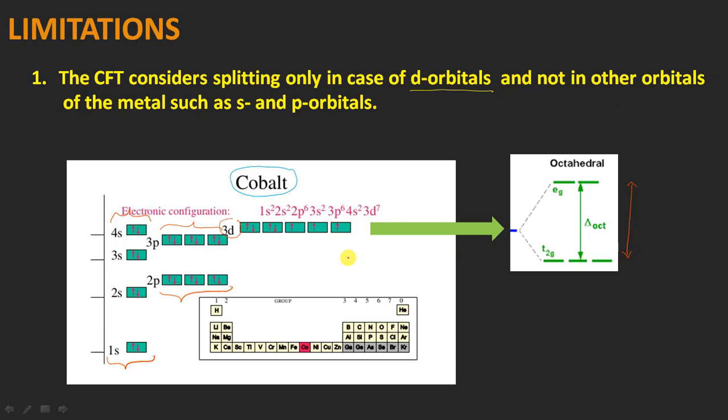So why is it only considering the splitting in case of these d orbitals only and not in case of these p orbitals or the s orbitals? So crystal field theory has no answers for this thing. Okay, so surely it is a limitation of this theory, right?